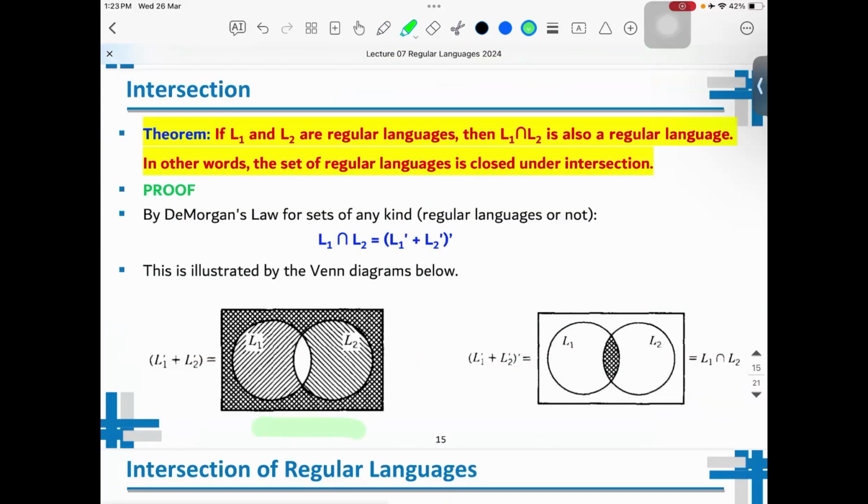So we can do the intersection by using De Morgan's law. Why? Because we already know how to take the complement, and we already know how to take the union. So it is easier to take the complement and then take the union. If L1 and L2 are regular languages, then L1 intersection L2 is also a regular language. So you can do it by using De Morgan's law. You already know about De Morgan's law.